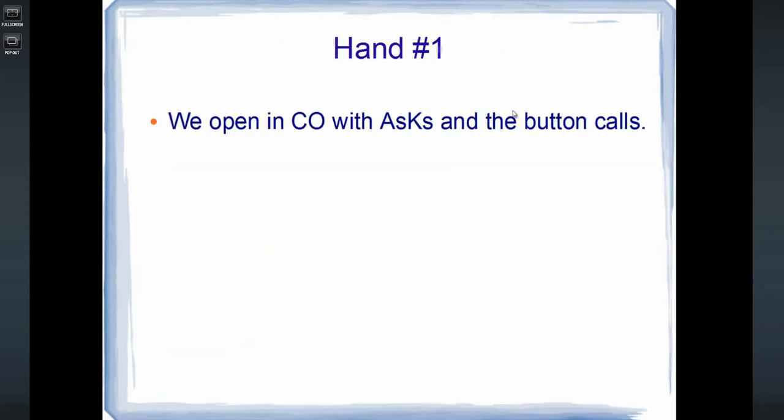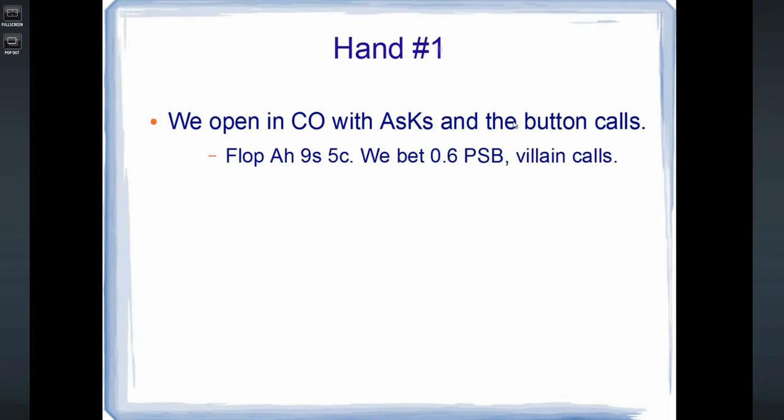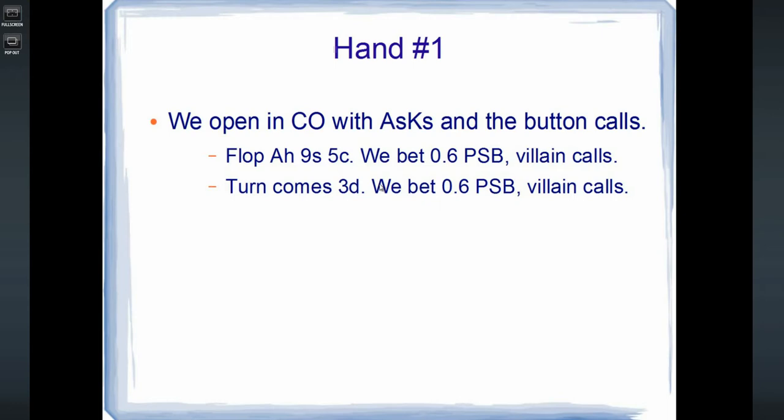All right. So we open in the cutoff with ace-king suited and the button calls. The flop comes ace-9-5 rainbow. We bet 60% of the pot, and the opponent calls. The turn comes the 3 of diamonds. We again bet 60% of the pot, and the opponent calls. The turn completed the rainbow. The river card comes the 10 of spades. How big should we bet?